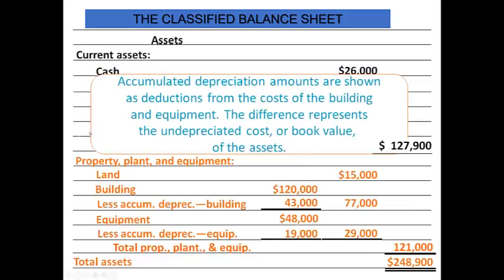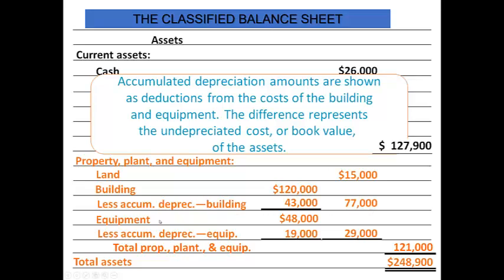Okay, so the next section here, the property, plant, and equipment. Here we have land listed first, and then the asset historical value, or the cost, with its depreciation right underneath it. So the accumulated depreciation follows the asset, and then the difference is calculated, 120 minus 43. That's going to give you $77,000 as the book value of the asset.